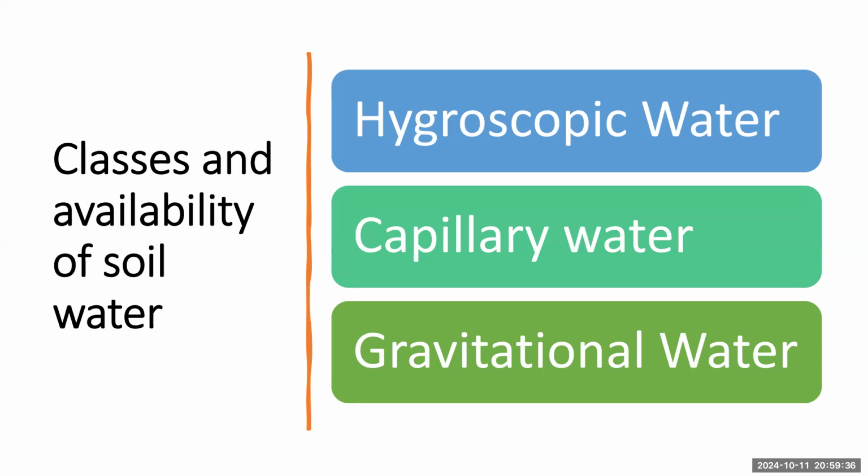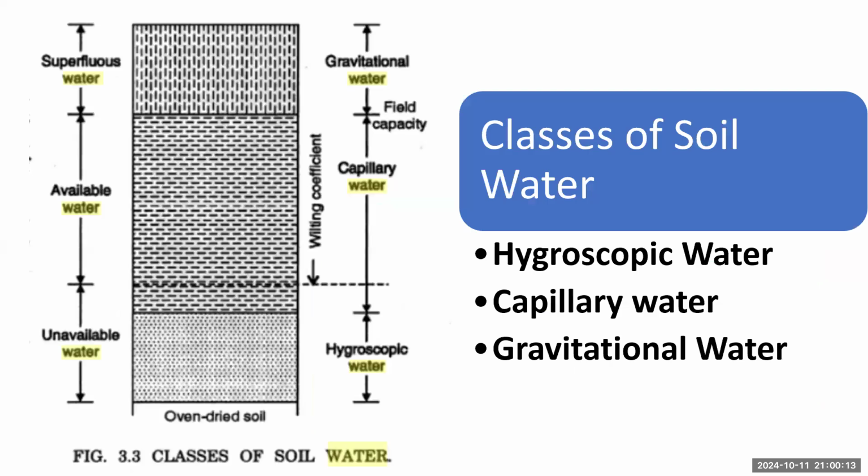Third is the gravitational water. So gravitational water is a part of soil water which drained out from that area if suitable condition is available. So gravitational water is a water which is drained out from that particular soil sample. So that is called the gravitational water. Okay. So these are the three classes of soil water: hygroscopic water, capillary water, and gravitational.